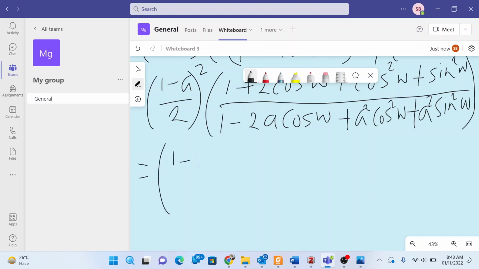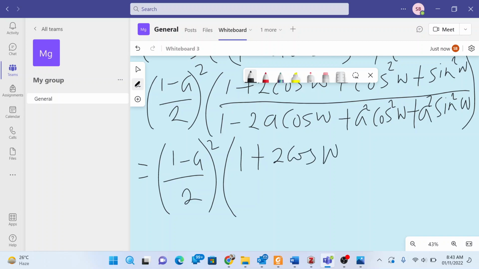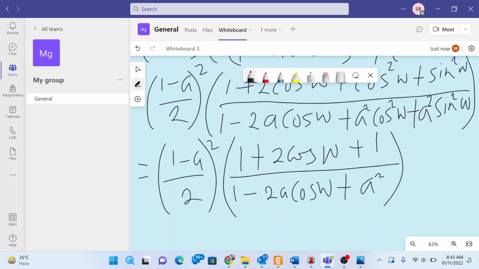We have 1 minus a, all over 2 squared, and this is going to be 1 plus 2 cos omega plus 1, and this is going to be 1 minus 2a cos omega plus, so a squared will come out, so this is going to be cos squared theta plus sine squared theta, which is 1. So what we are left with there is a squared. So that's the expression here.